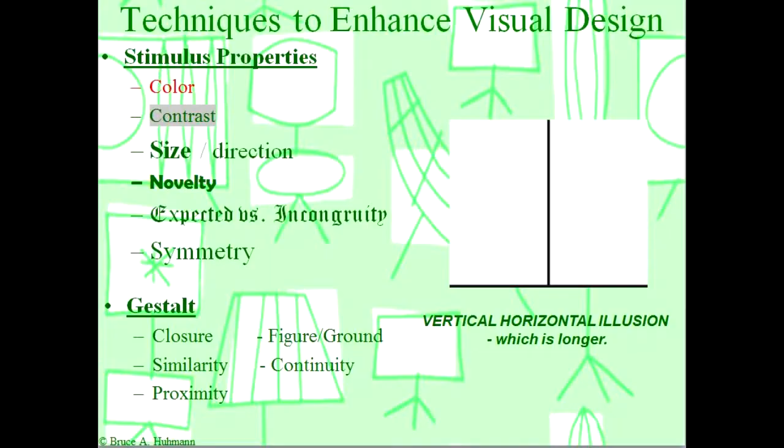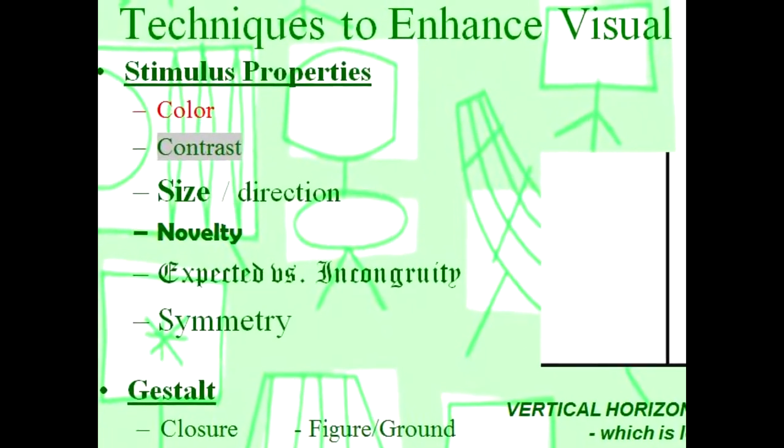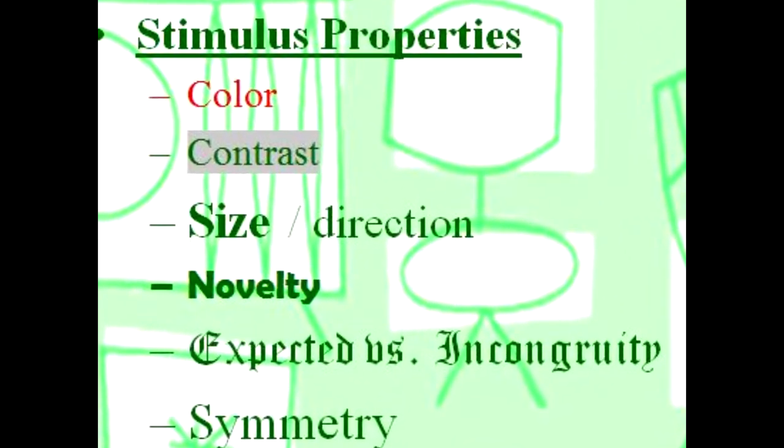As information overload and ad clutter have grown, advertising has increasingly focused on visual rather than verbal communication for primary message elements. Visuals attract attention and get messages across faster than words. Visuals also have lots of stimulus properties that are usually not easily conveyed through paragraphs of text. Things like color, contrast, size, novelty, expectedness versus incongruity, and symmetry.